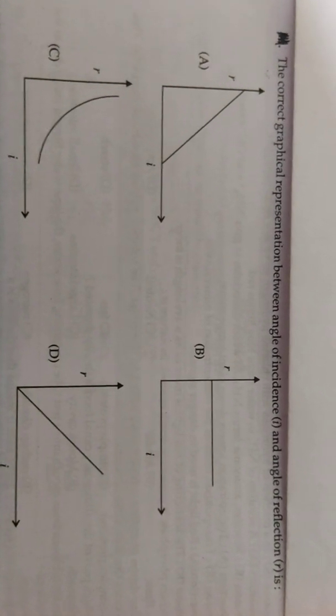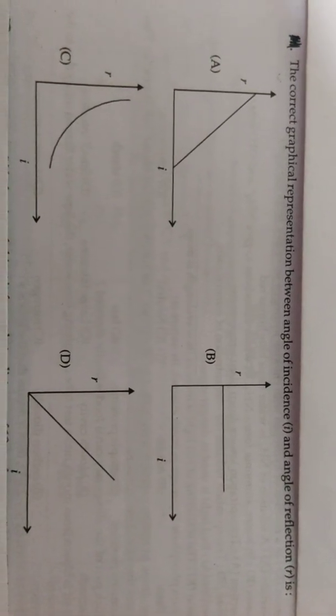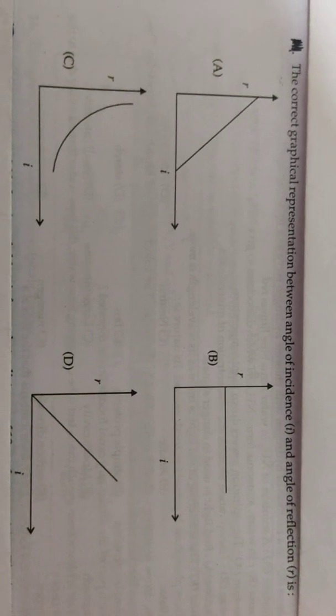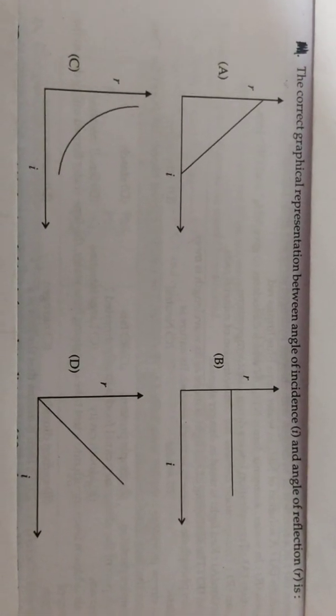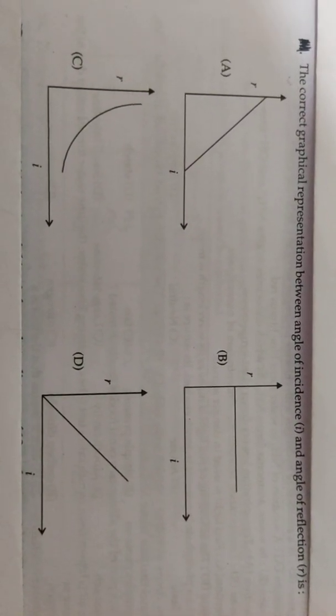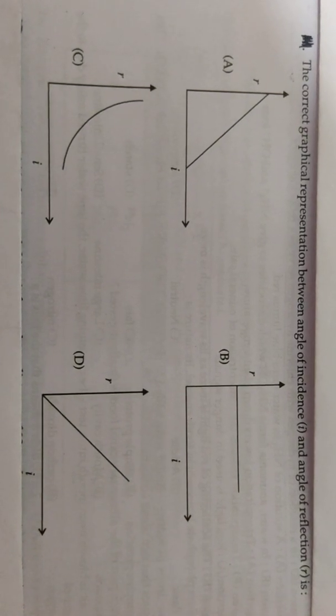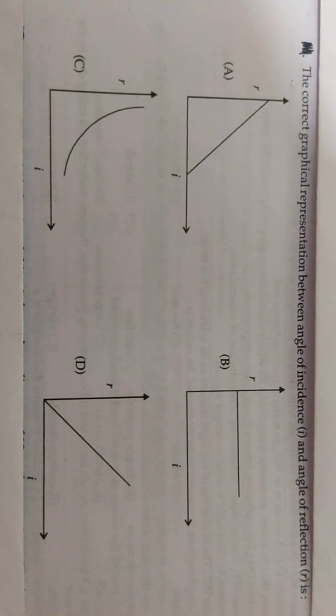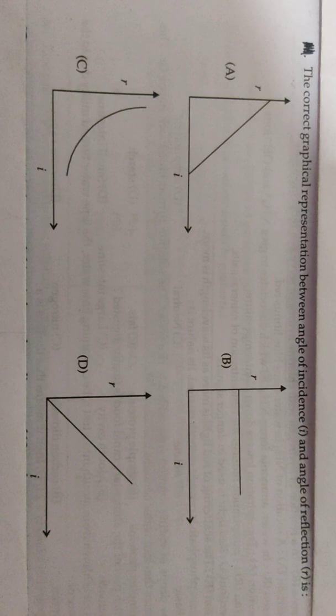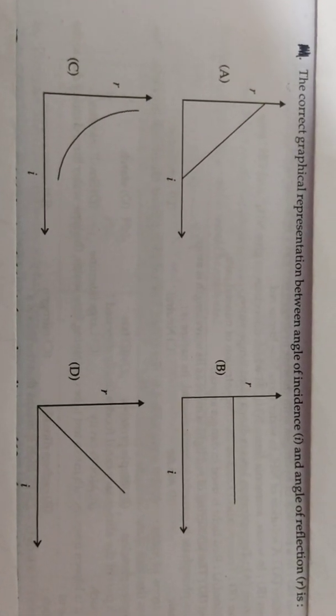Hello students, so let's continue with the MCQs. The first MCQ is: the correct graphical representation between angle of incidence I and angle of reflection R is. There are 4 graphs given. Now all the graphs are showing different curves.